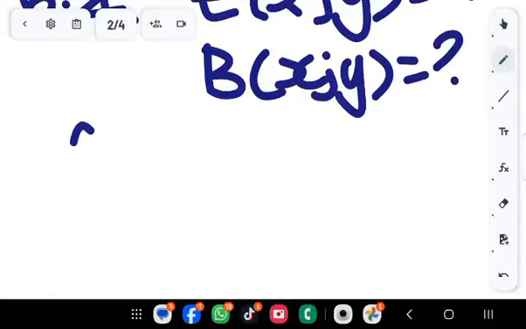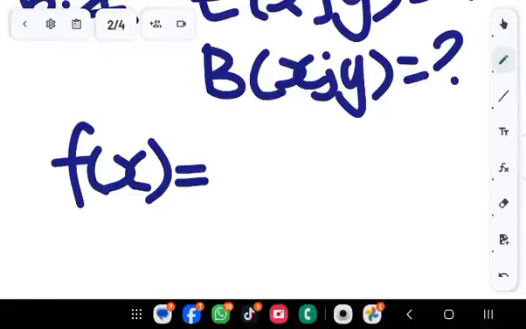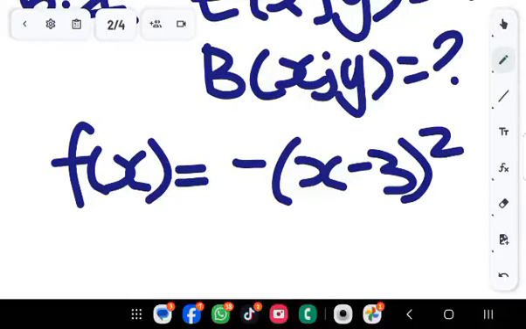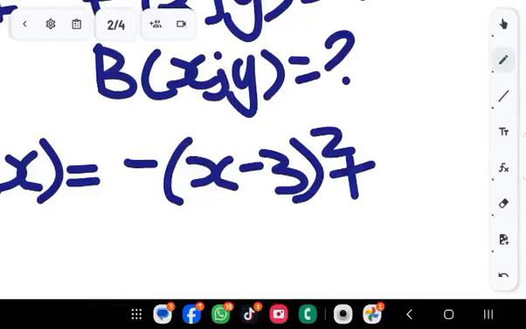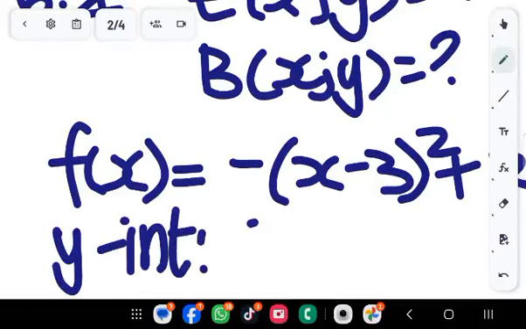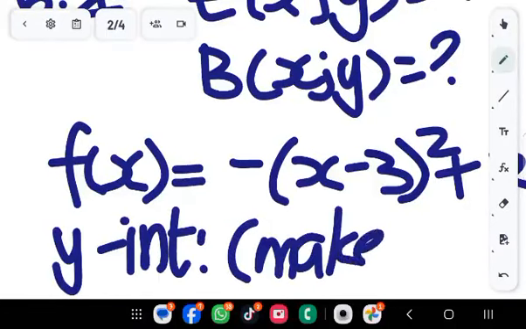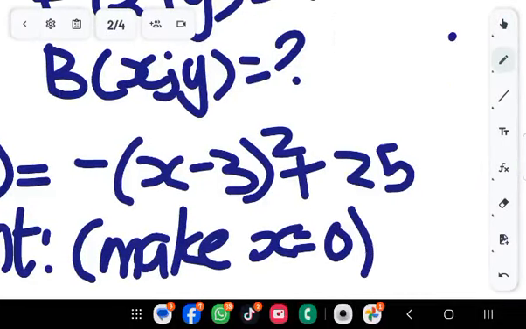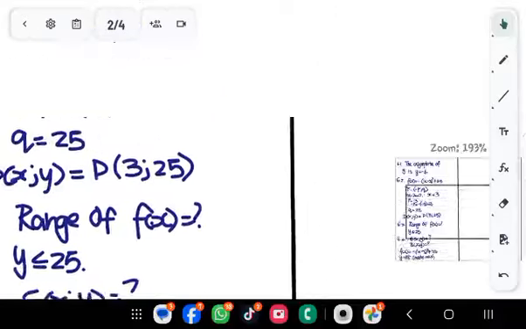E is the y-intercept of f. Remember, f of x is minus (x minus 3) all squared plus 25. Now, to find the y-intercept, you make x 0. So we substitute 0 into this equation and it will give us the y-intercept.